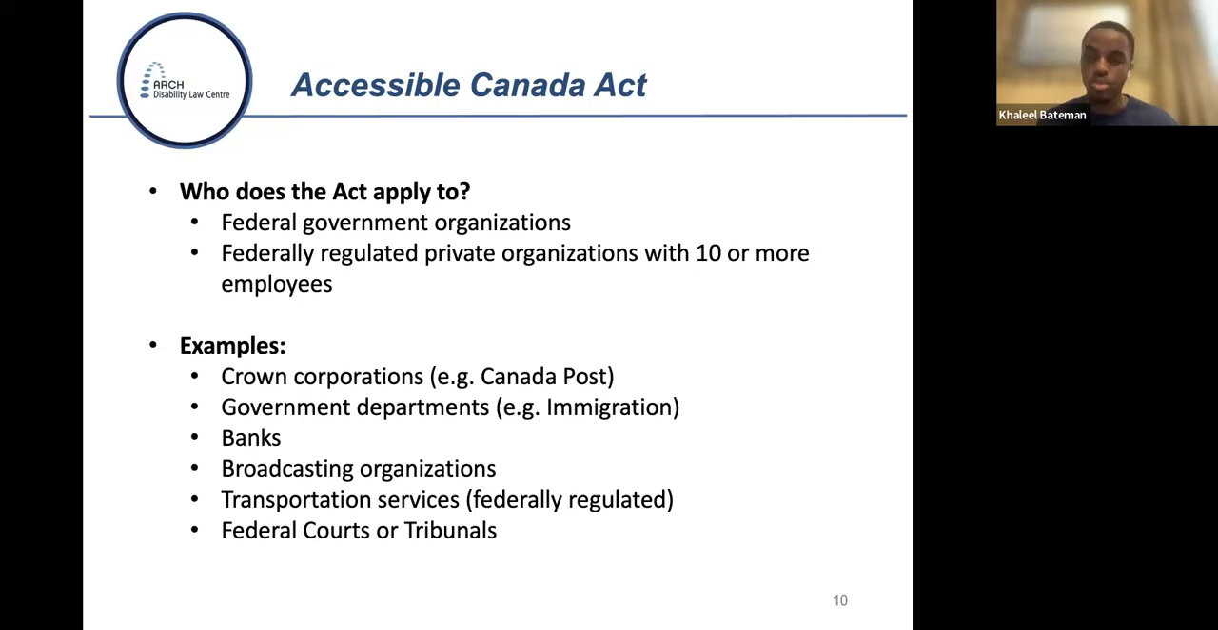As well, there's more obvious forms of federal transportation, like via rail with trains, and Air Canada with planes and flying. And finally, federal courts or tribunals are another example of where the act would apply.